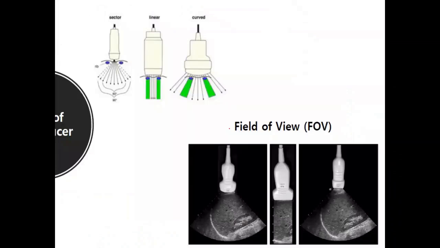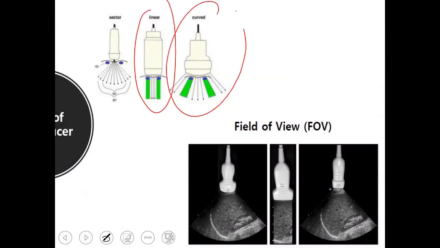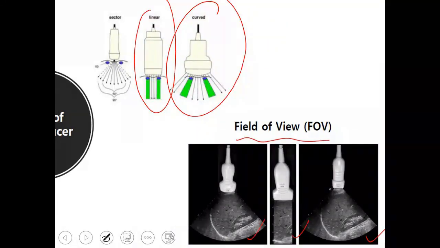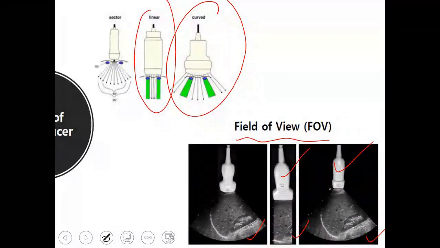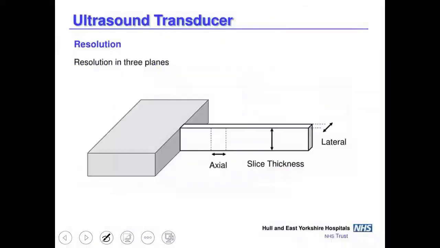Now, these are the different types of probes. I have the linear, the curved, or convex, and the sector. The same field of view applies here. Of course, you know it better than I do. The focusing process that occurs in the linear or convex probes, as I explained, is somewhat different in the sector or phased array. In the sector or phased array, you have a small window like this.